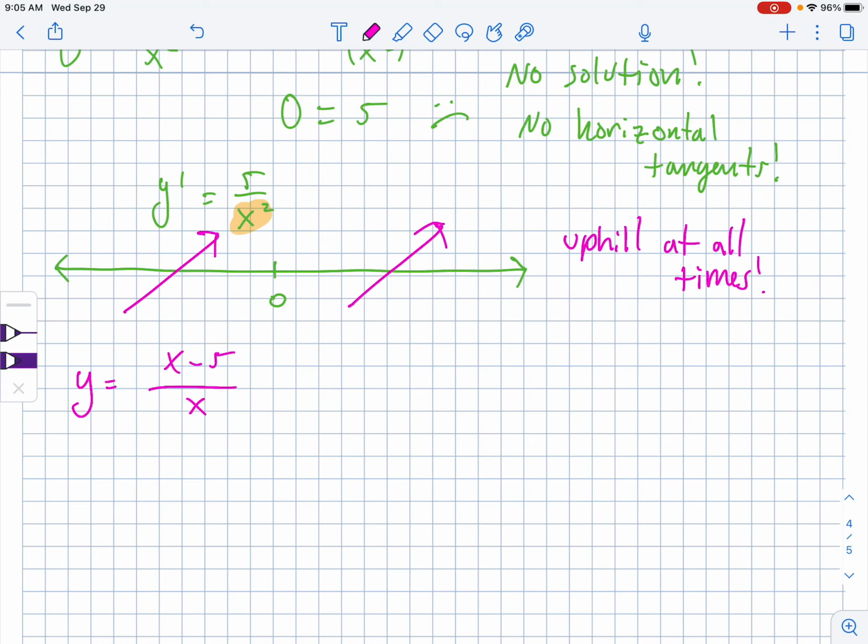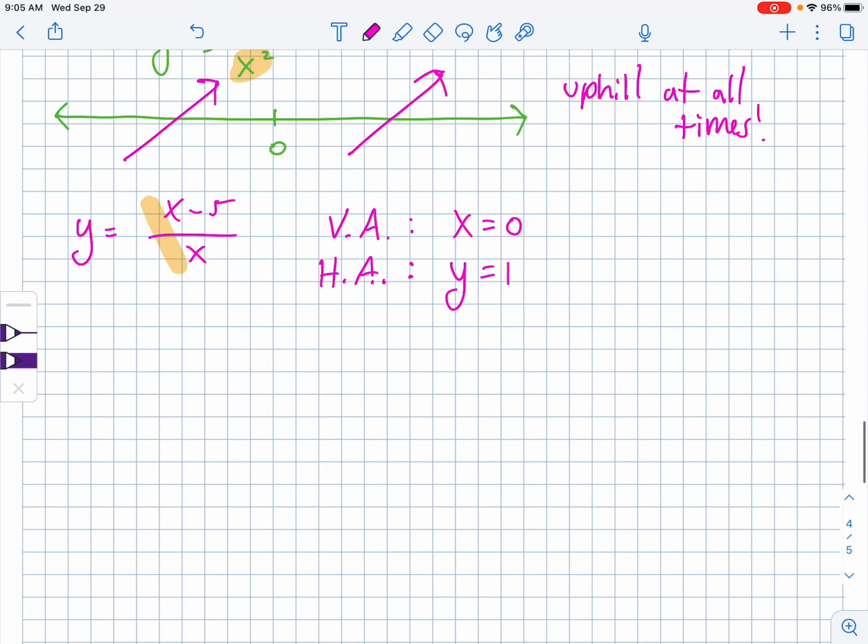x minus 5 over x. So the original equation, x minus 5 over x. The vertical asymptote is when the denominator is equal to 0. So that's x equals 0. And then the horizontal asymptote is that trick I taught you guys where it's the ratio of the leading coefficients, which is 1 over 1. So that's y is equal to 1.